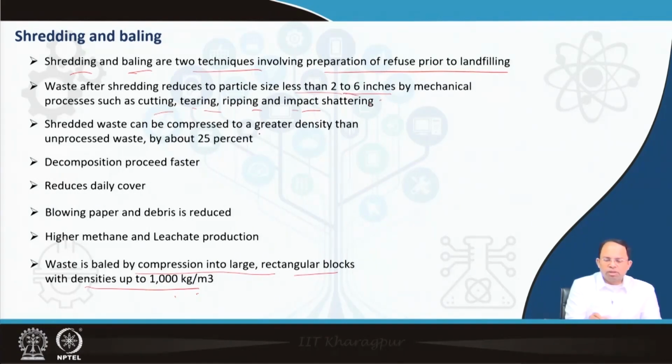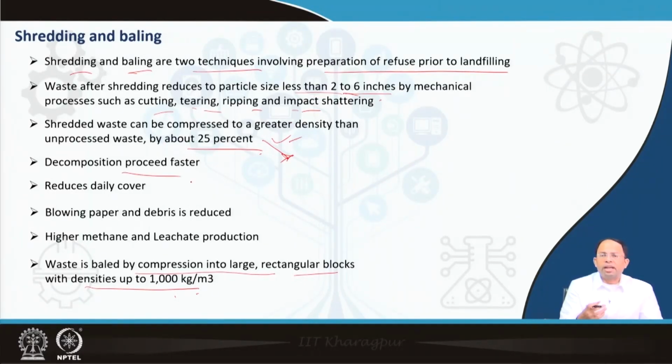Shredded waste can be compressed to a greater density than unprocessed waste by about 25%. What does it mean? That means it will increase the capacity of the landfill by 25% if I adopt shredding and baling. So obviously, in areas where land is very short or available only at a very high premium, we can go for shredding and baling of waste.